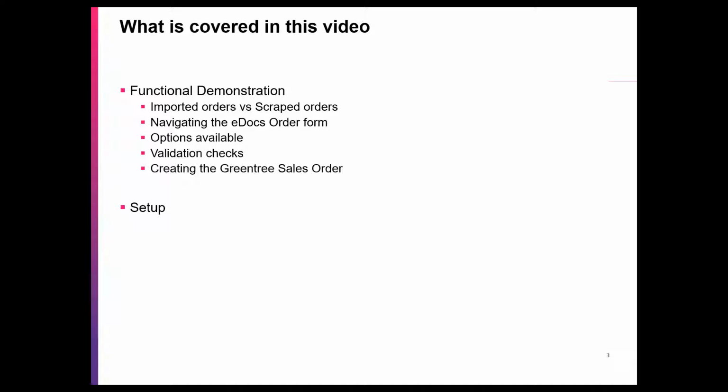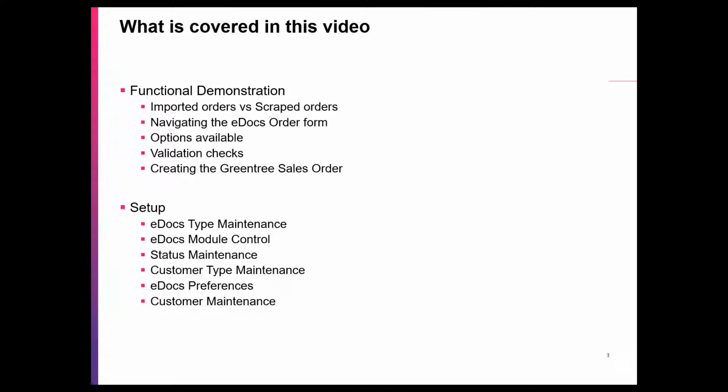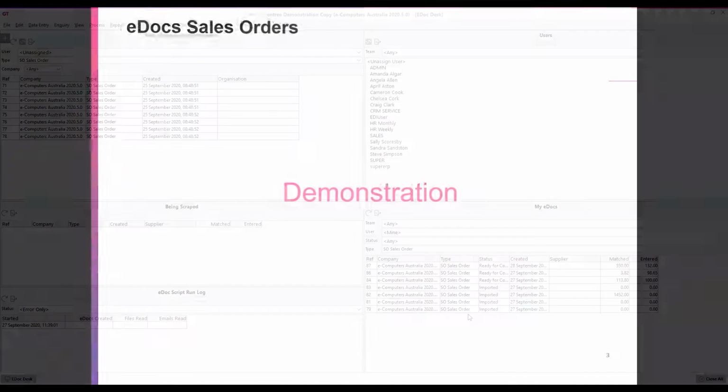What I'm going to cover in this video is a functional demonstration and the setup. In the functional demonstration, we'll look at imported orders versus scraped orders, navigating the eDocs order form, options that are available to you, validation checks, and creating the Greentree sales order. From setup, we'll look to eDocs type maintenance, eDocs module control, status maintenance, customer type maintenance, eDoc preferences, and customer maintenance. So let's take a look.